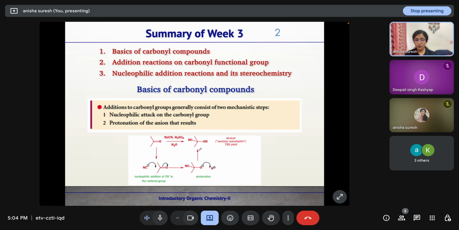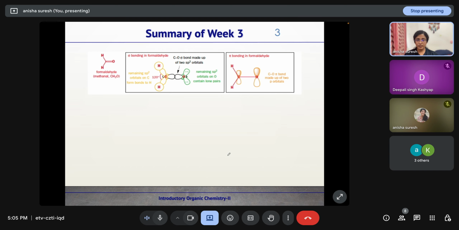So this is how a carbonyl compound reacts towards a nucleophile. First, the addition of the nucleophile takes place on the carbonyl carbon, followed by protonation of the anion, that is the O minus that is formed. It will undergo protonation by the proton present in the medium, leading to formation of the final product.